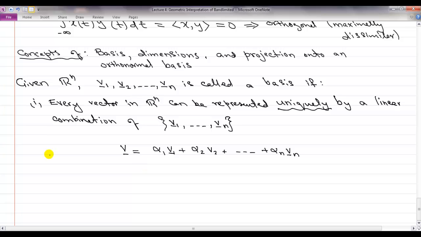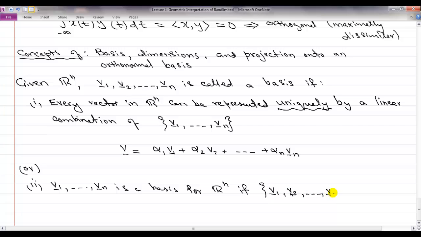Another definition, which some of you might have seen, or which more of you might have seen, is that v1 up to vn is a basis for Rn if this collection is linearly independent. If they are linearly independent, it means that no vector can be represented as a linear combination of any other vectors in that set.